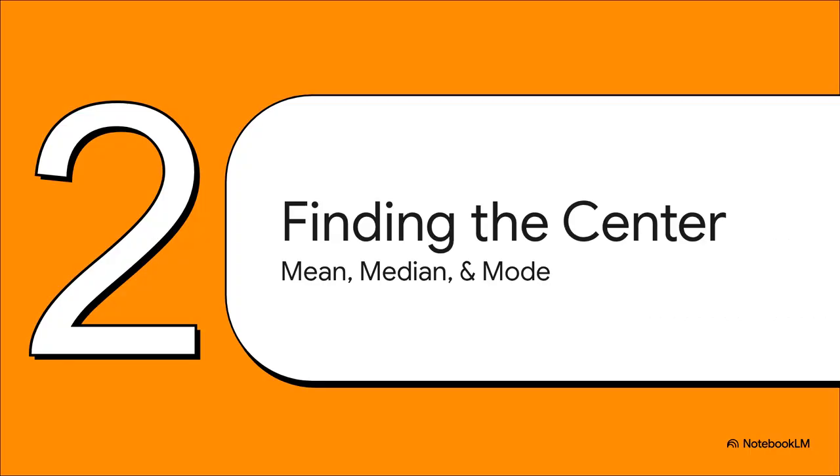Okay, so our data is organized. That's a huge step. But now for the next big question: is there a single number that can represent the entire group? This is what we call finding the central tendency, which is just a fancy way of saying we're looking for the center of our data. And for that job, we've got three main tools: the mean, the median, and the mode.